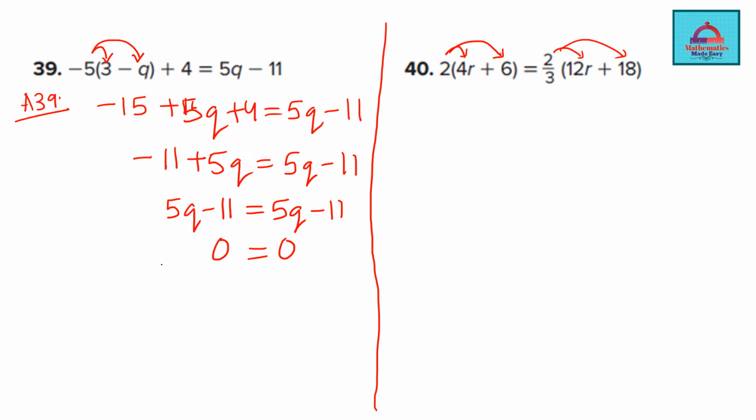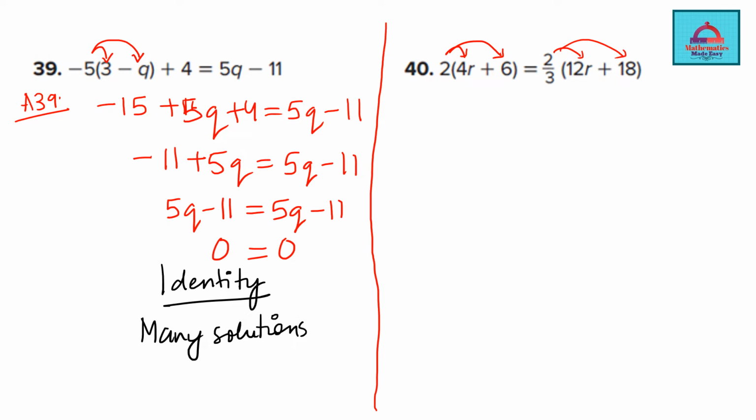So we can say this equation is an identity, which means it has many solutions. It can be solved for so many values. 0 equal to 0 is always true. That's why it's an identity having many solutions. Always true. Let's solve this now.